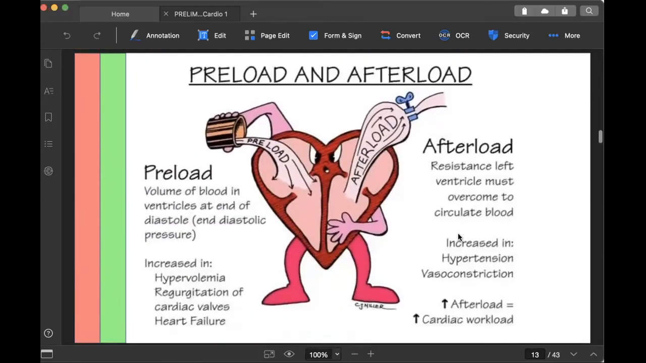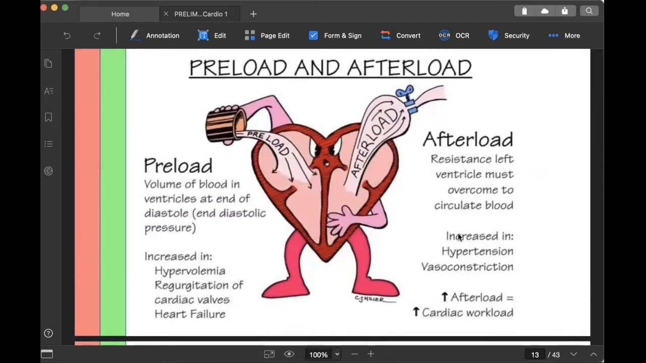Moving on here, we have your preload and afterload. Most likely you already know this one. Preload is the amount of stretch placed on a cardiac muscle fiber just before your systole. And your afterload is the end load against which the heart contracts and ejects blood.